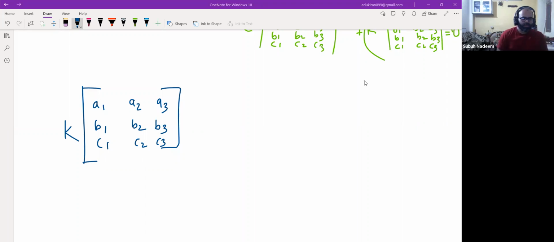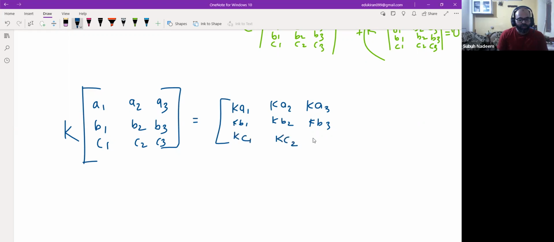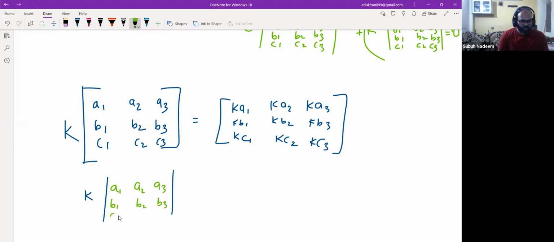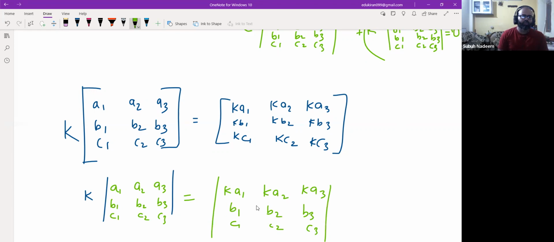What will happen is that this k will multiply with all the elements of the matrix: kA1, kA2, kA3, kB1, kB2, kB3, kC1, kC2, kC3. But in the case of a determinant, if you multiply k with any particular row or any particular column, then it is sufficient. So this is a determinant. It will become kA1, kA2, kA3, and the other rows will be as they are. It can be multiplied to any one row or any one column. Just for showing you, we are multiplying with the first row. This difference you have to understand between a scalar multiplication with a matrix and a multiplication with a determinant.